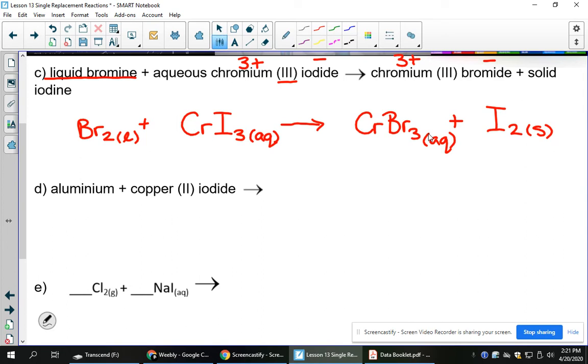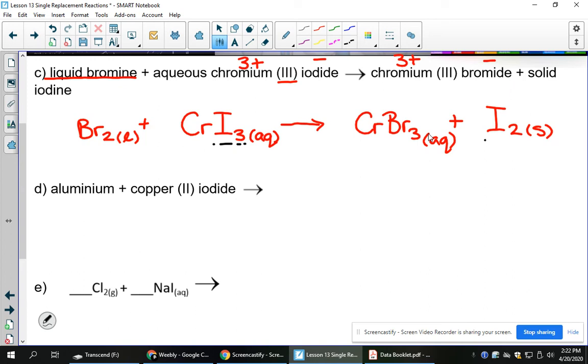Now it's time to balance the equation. If you're watching the video, this is a good time to pause, try the question yourself like we would do in class, and then check your answer after. I'm going to start with my iodines.